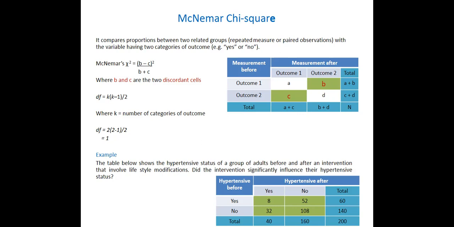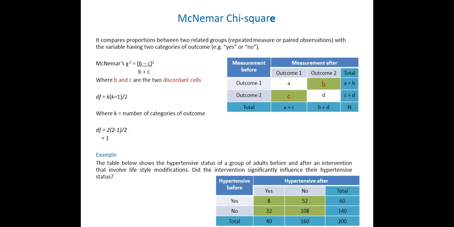So McNemar chi-square is all about two related groups. They are paired groups, related, dependent groups. And the outcome is categorical. And that outcome is categorical, is binomial.